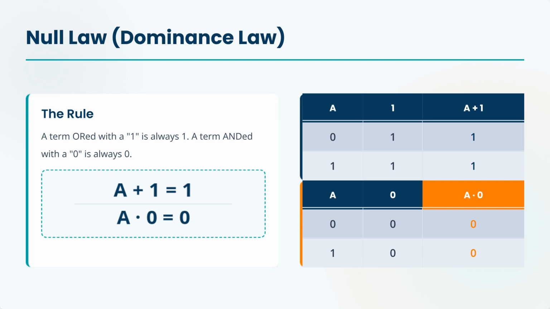The null law, also known as the dominance law, states that a term ORed with 1 is always 1, and a term ANDed with 0 is always 0. The rules are A plus 1 equals 1 and A times 0 equals 0, as demonstrated by the truth tables.